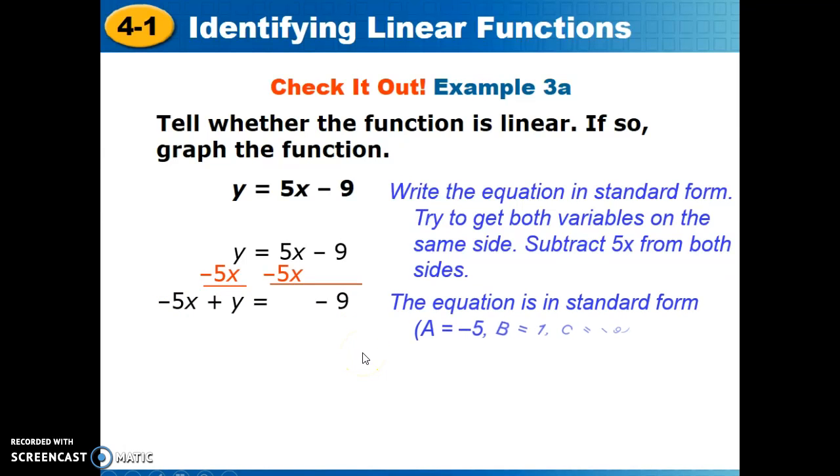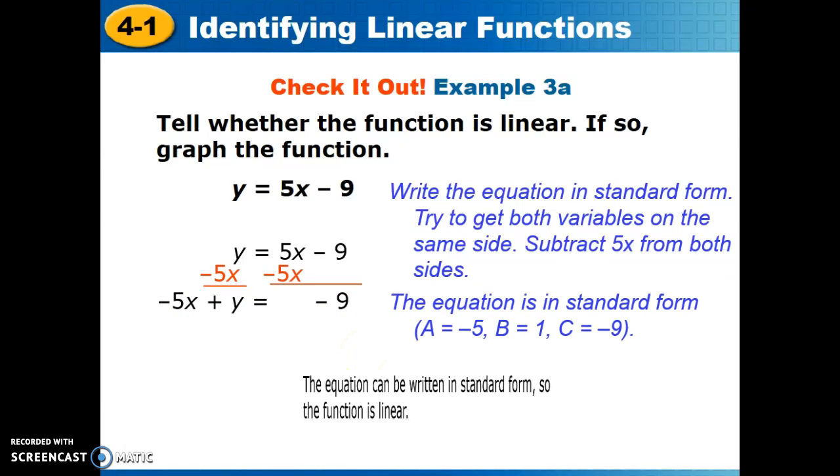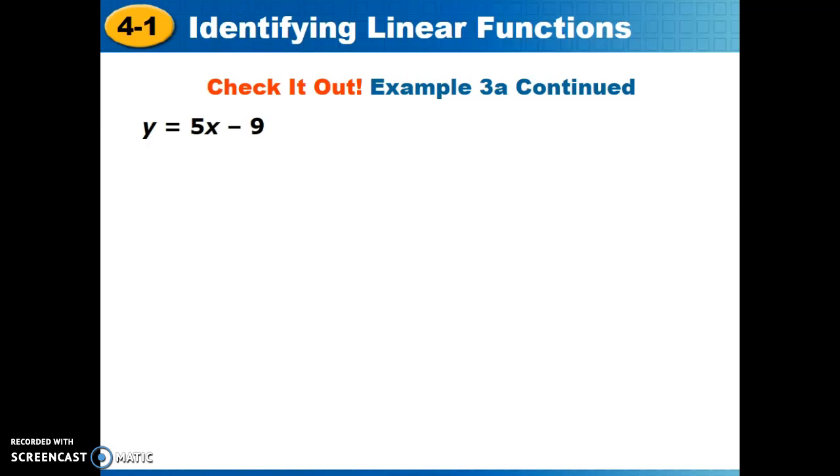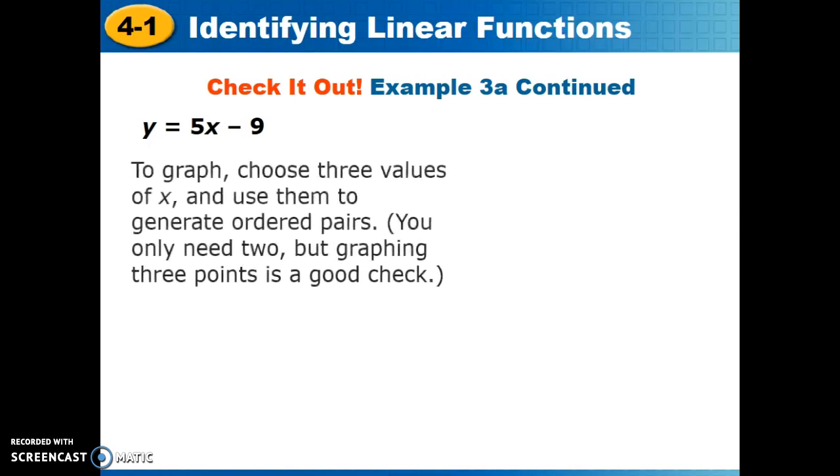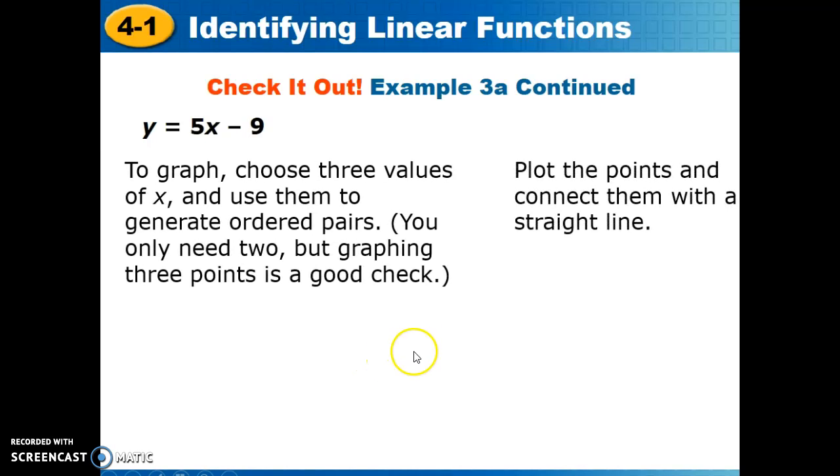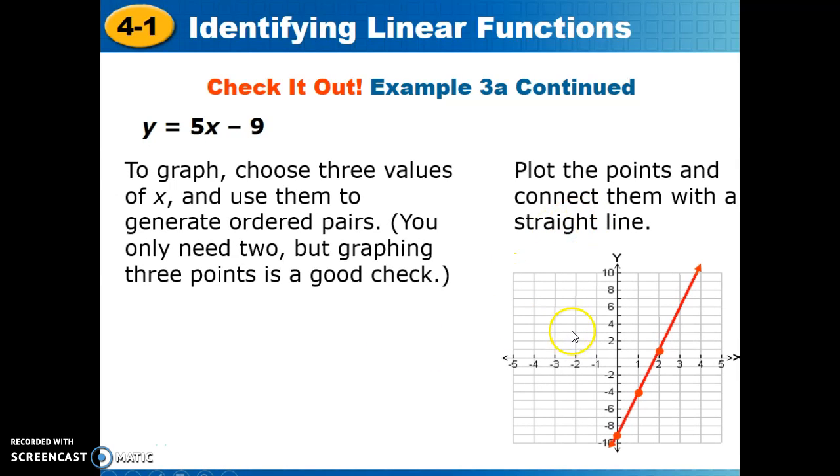We know that that is in standard form, therefore it is a linear function. Again, we're going to generate a table. This time, we're going to allow values for x. We let x equal 0, and we calculated -9. When x is 0, 0 minus 9 is -9. There's our first ordered pair.